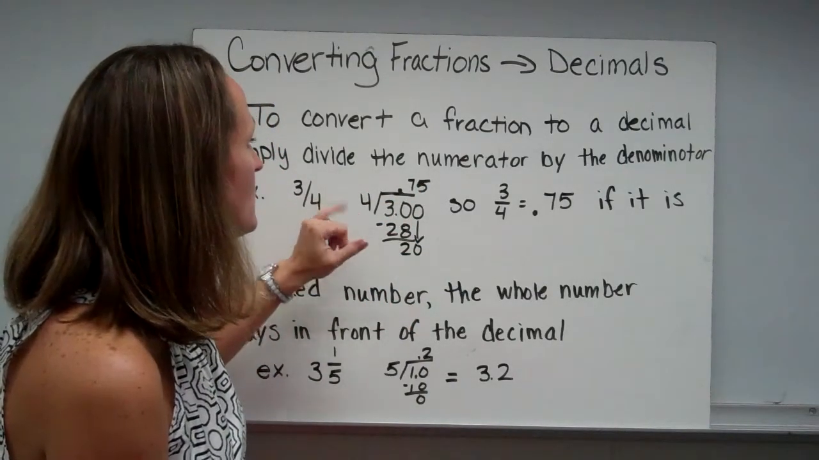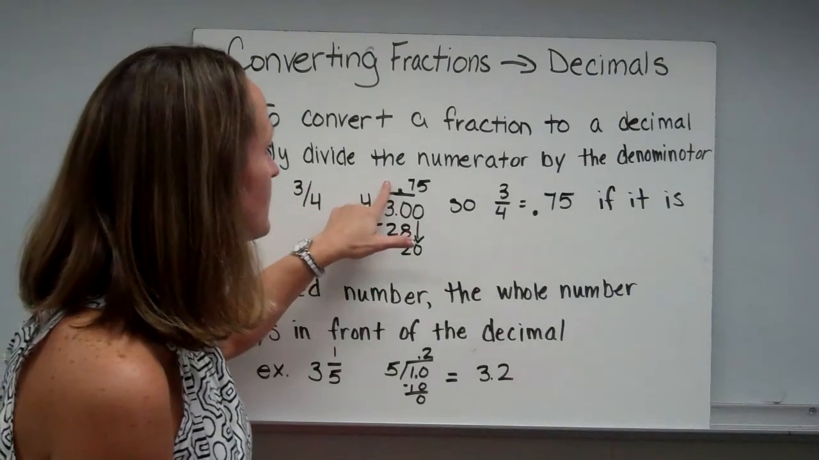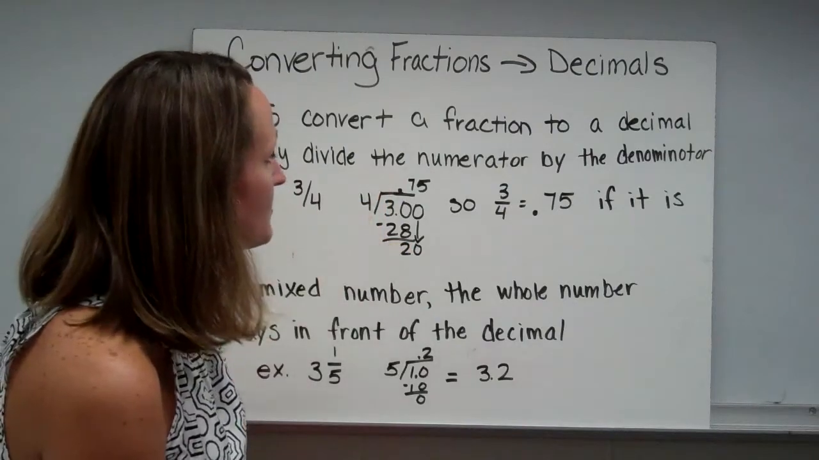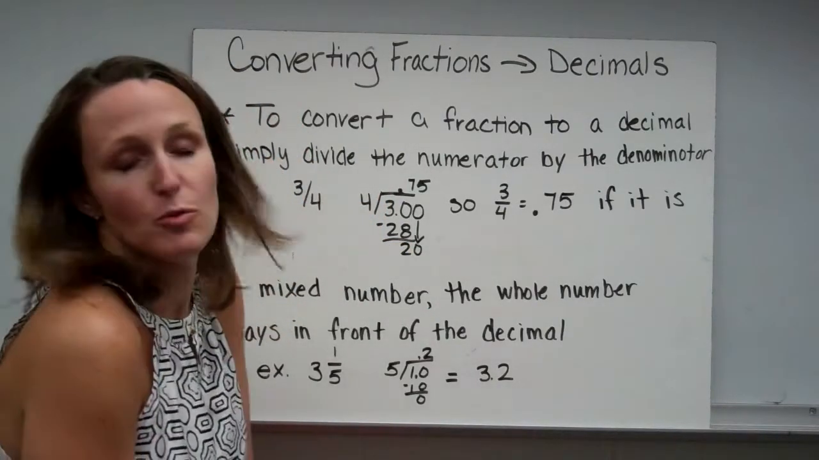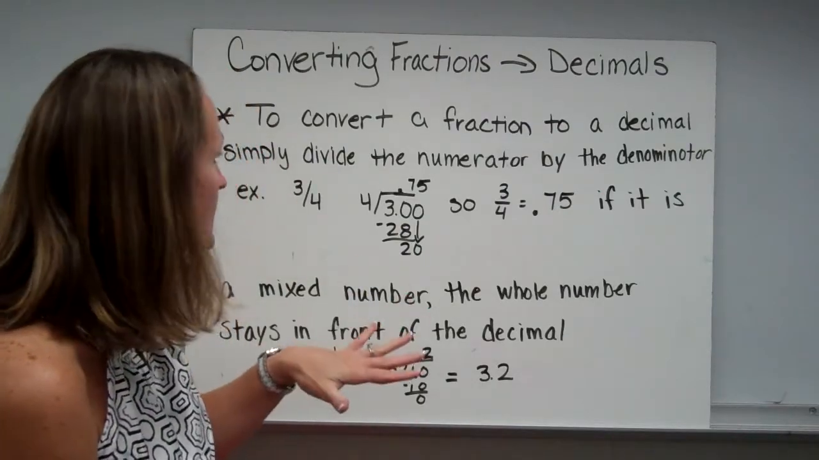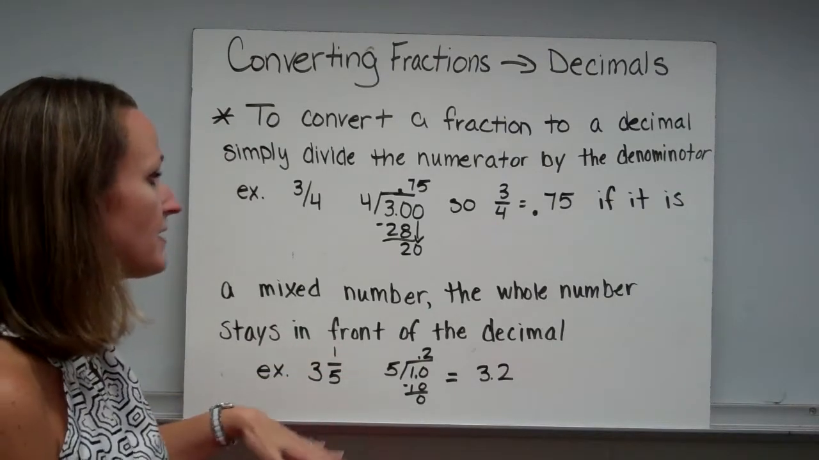So 3/4 is represented by the decimal 75 hundredths, or 0.75.